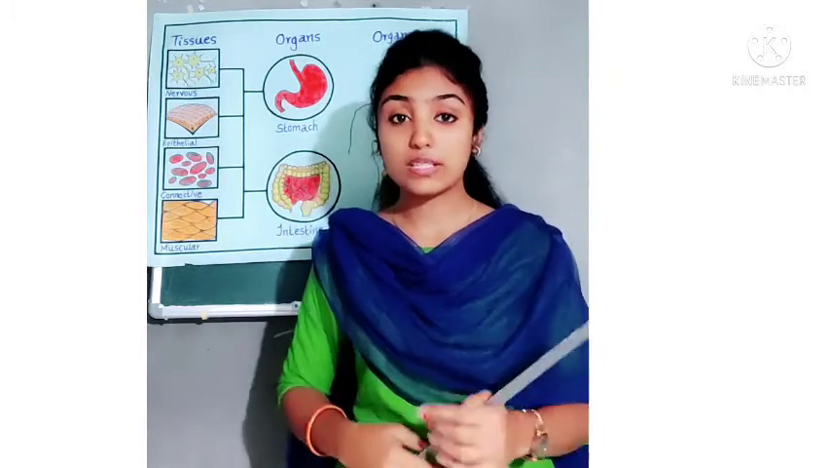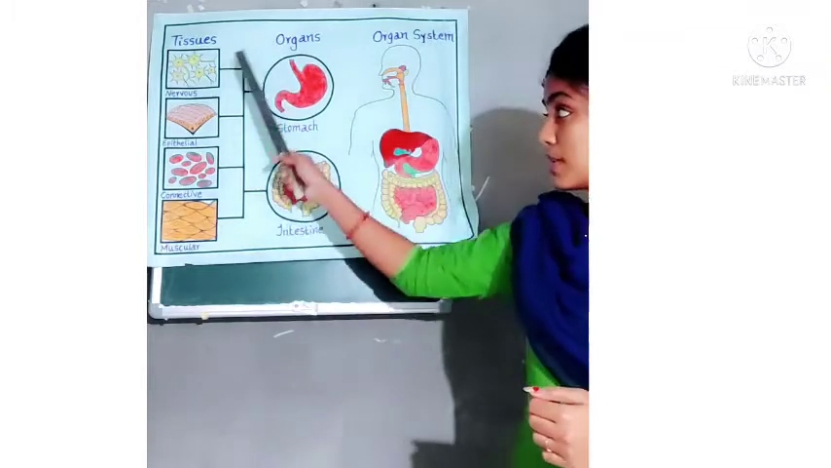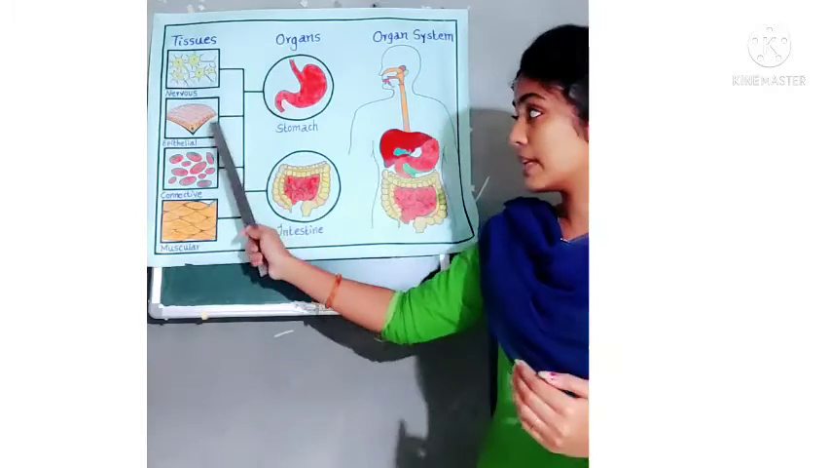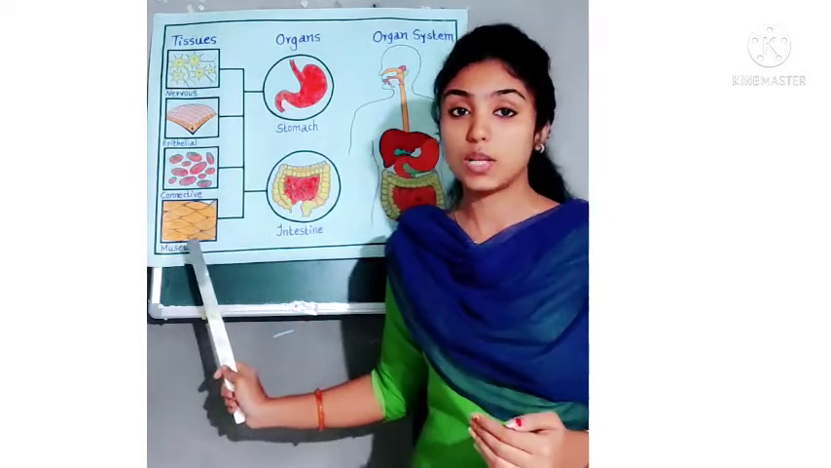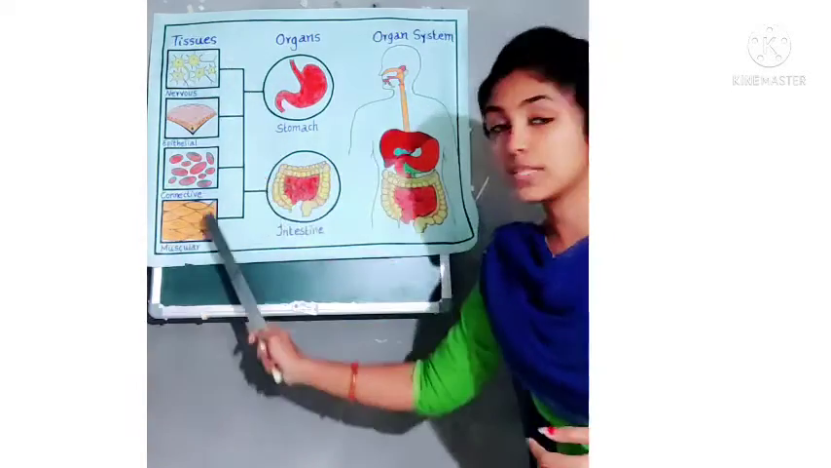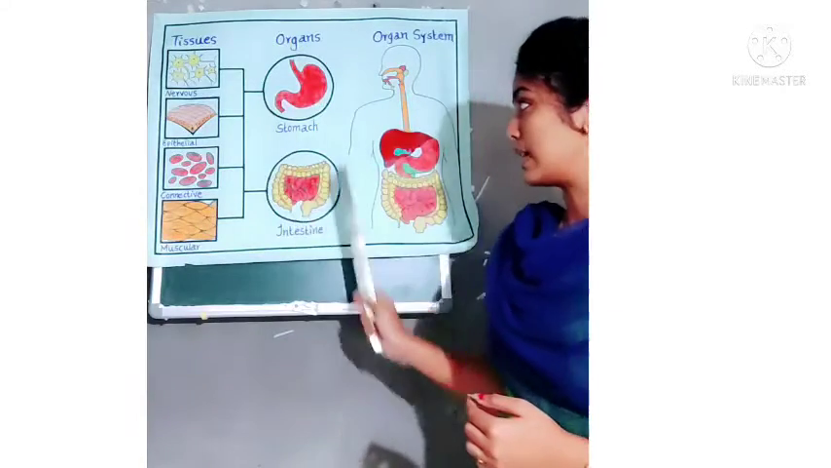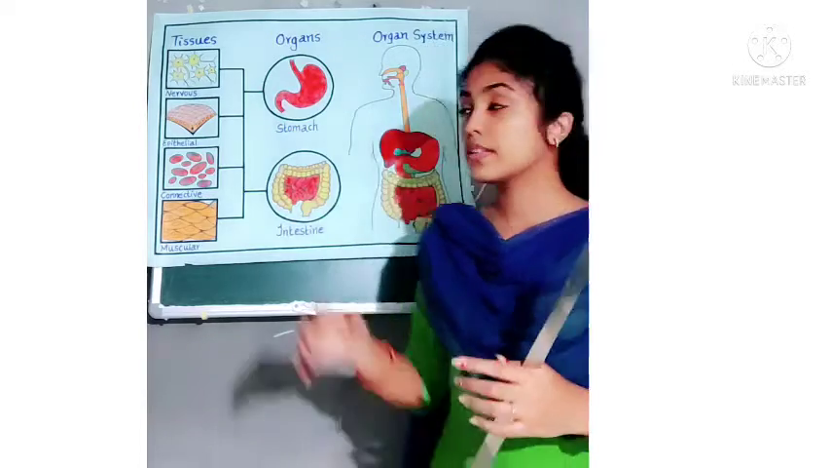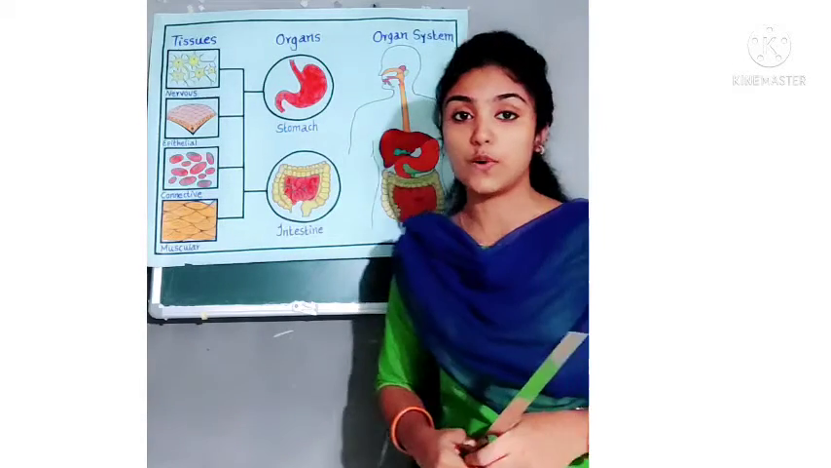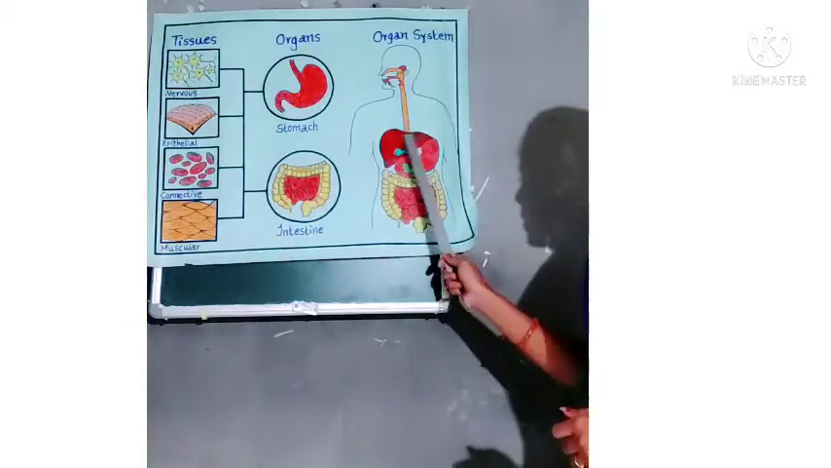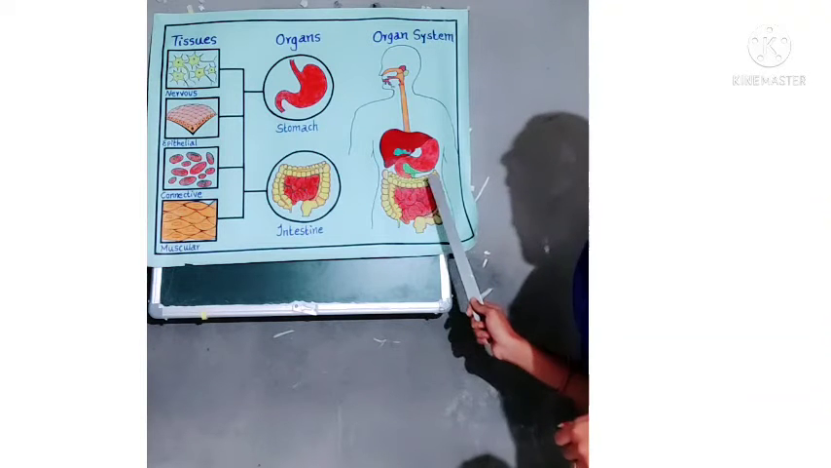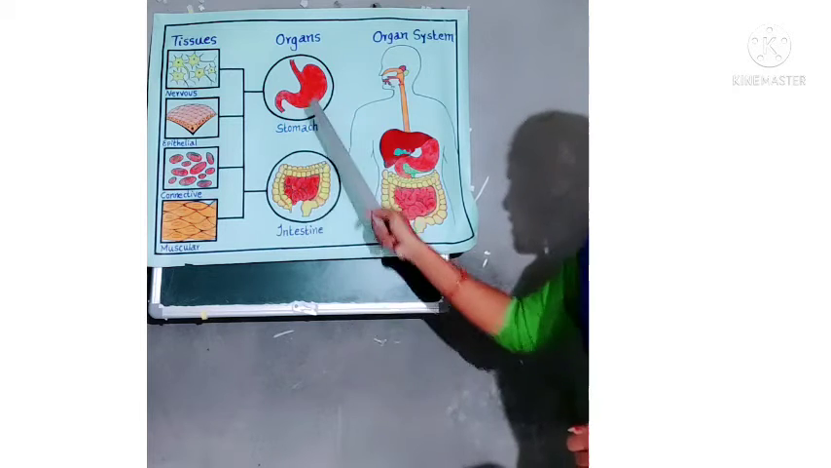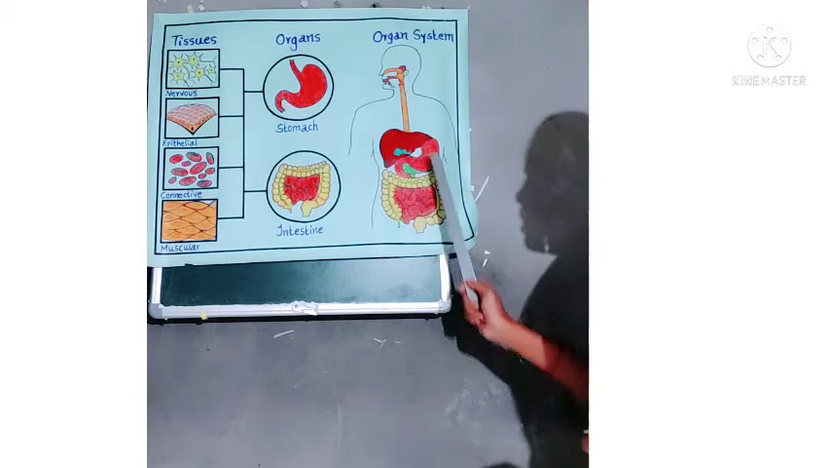So all our organs are made up of tissues, which is mainly made up of 4 tissues. Which are they? Nervous tissue, then epithelial tissue, connective tissue, and muscular tissue. So these tissues combine together to form organs. Then what happens if these organs combine together? These organs combine together to form organ system. So this is our digestive system. These are organs. Stomach and intestine are organs, and these organs combine together to form organ system.